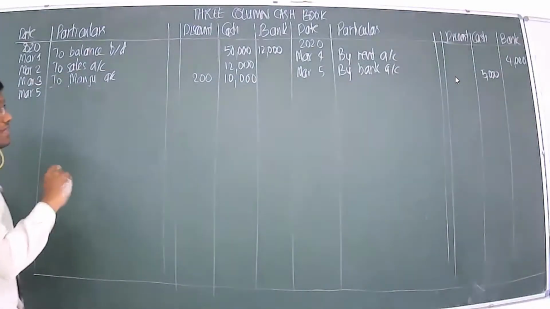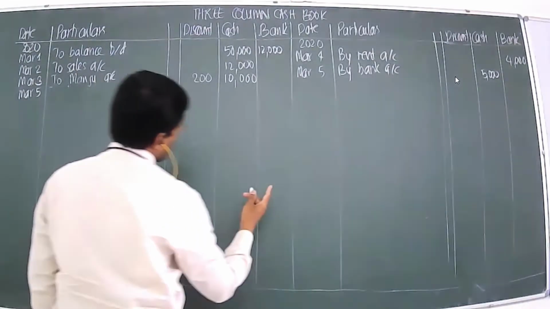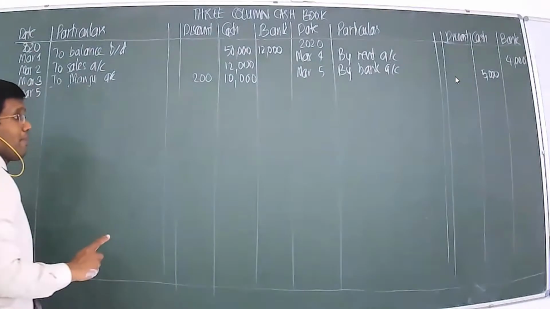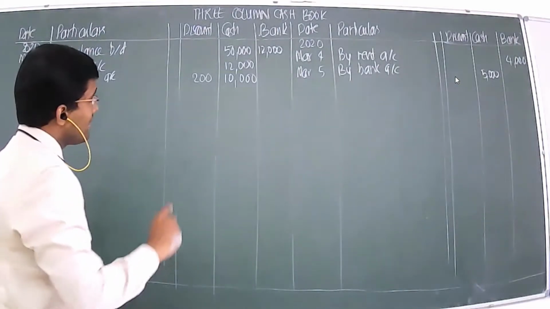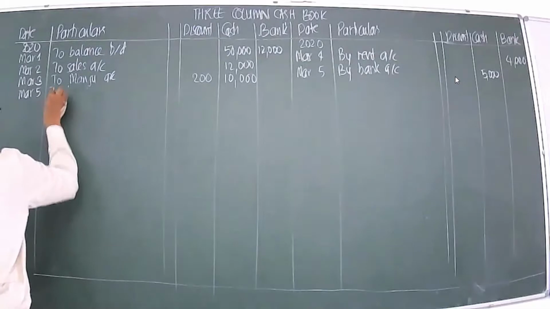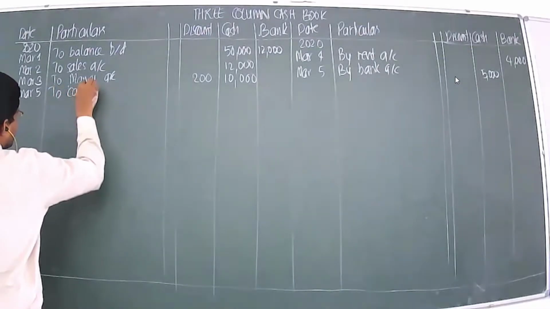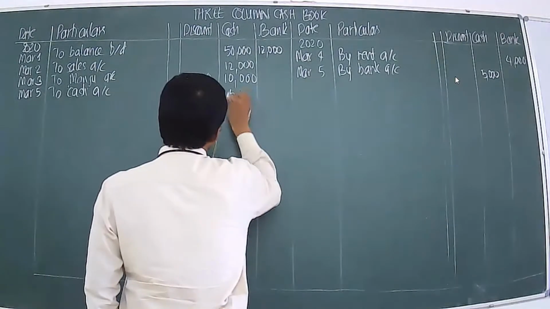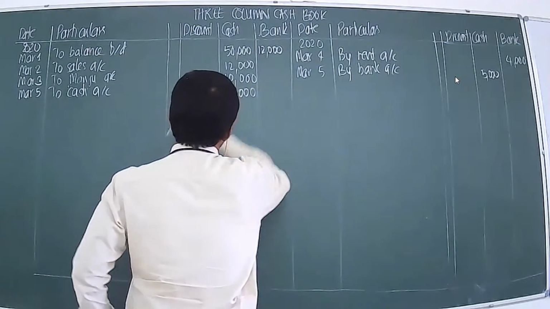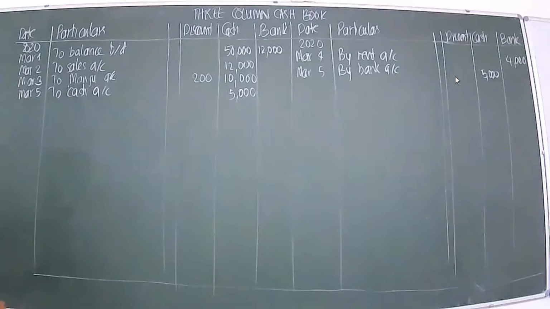Now, where is the cash going into? Cash is going into your bank column. Remember, bank column is personal in nature. Golden rule goes that debit the receiver. So bank is receiving. What is bank receiving? Bank is receiving cash. So rupees 5,000. So by bank account, rupees 5,000. So March 5th, by bank account, rupees 5,000.